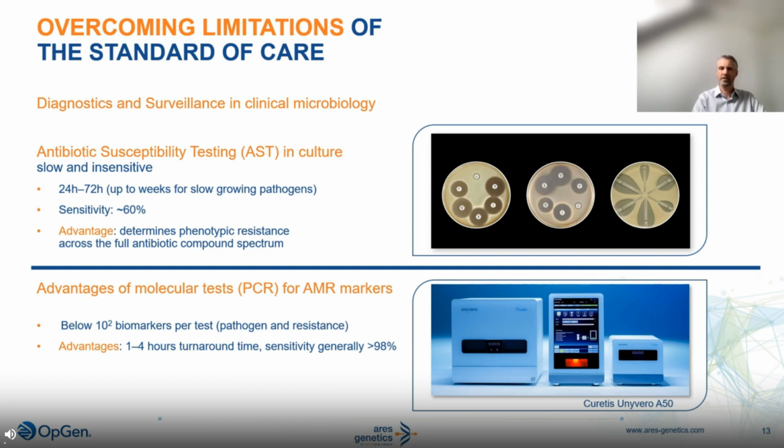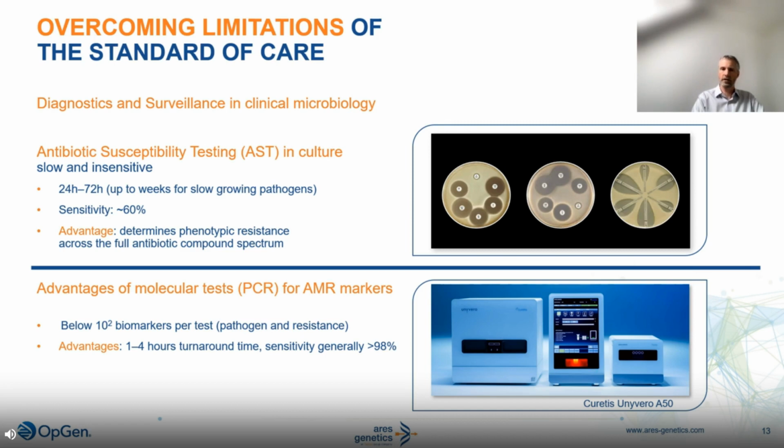This lack of sensitivity and speed is addressed by modern molecular tests relying on PCR. Leading PCR panels, such as the tests available on the Curetis Unyvero system, achieve very high sensitivities and can return results in a matter of hours, even pushing the limit below 1 hour. These powerful systems can screen for up to a few hundred biomarkers in a single test, enabling them to simultaneously screen for pathogen and AMR markers.